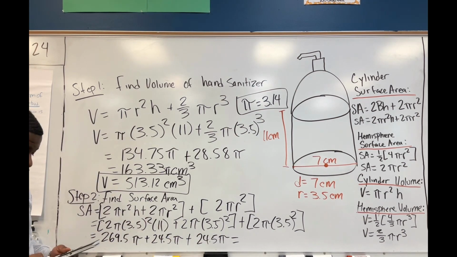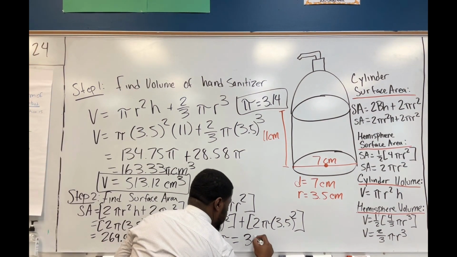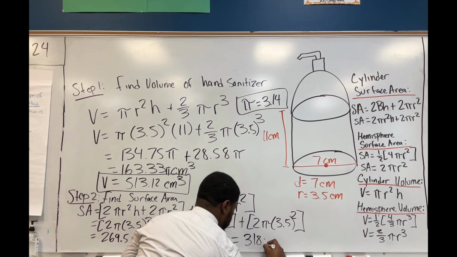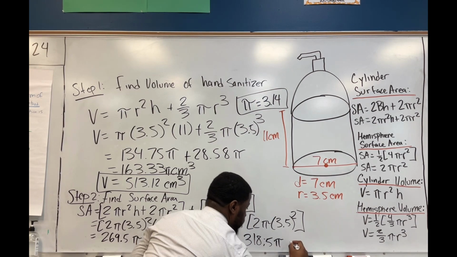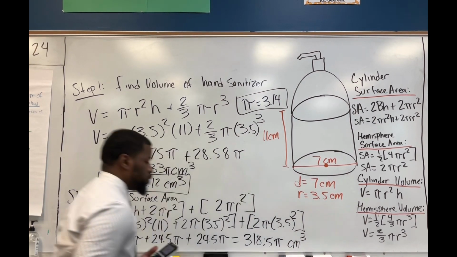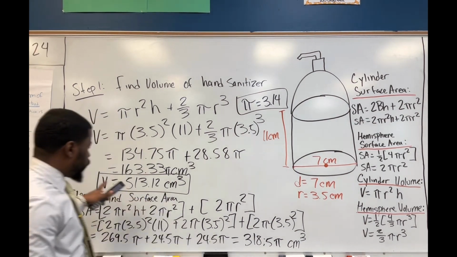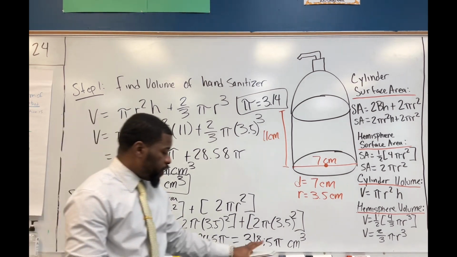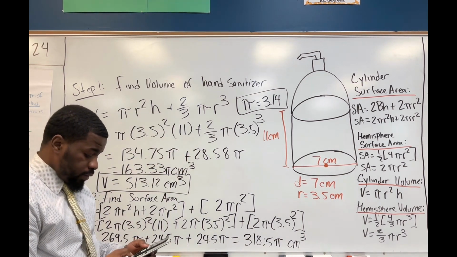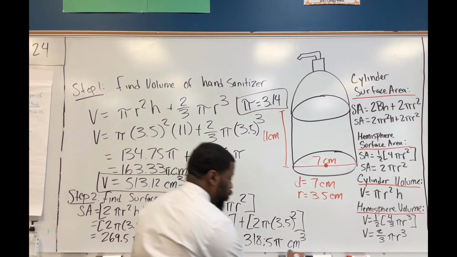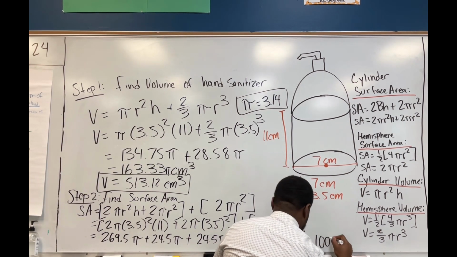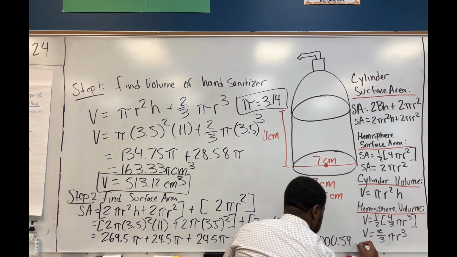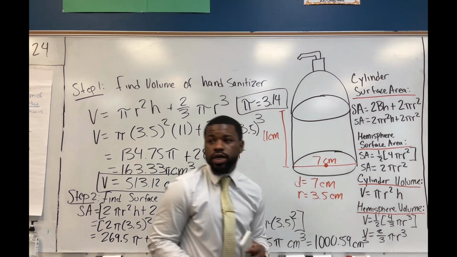I'm going to simplify all of these values. So we're going to have 269.5 plus 24.5 plus 24.5, and we get 318.5 pi centimeters cubed. So now like I did for the first problem, if you want to simplify utilizing pi, you can. You don't have to. So I'm going to simplify using pi. I'm going to multiply by pi. Our answer turns out to be 1,000.59 centimeters cubed. Great job, guys.